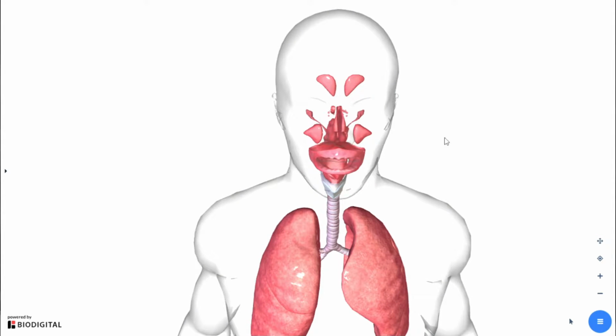We have frontal sinuses located at the forehead. These are found bilaterally. We have a right and also a left. Then we have the maxillary sinuses, which are located in the cheek area by the nose. They're also found bilaterally, and we also have a right and a left.